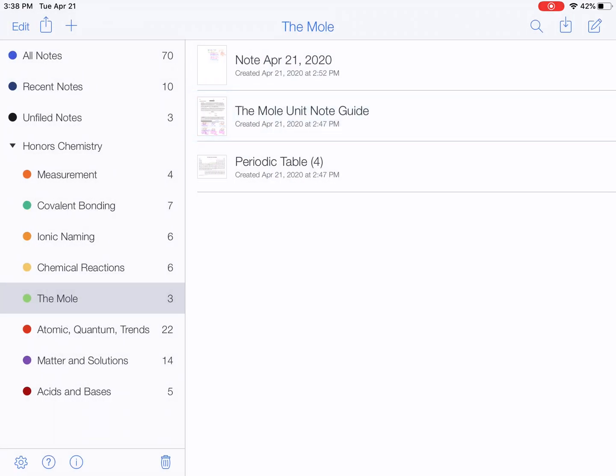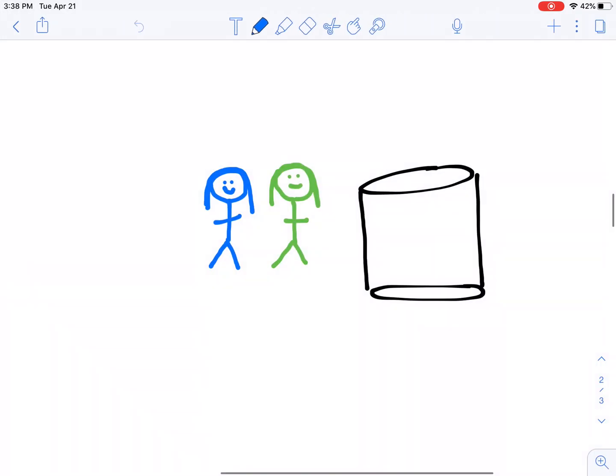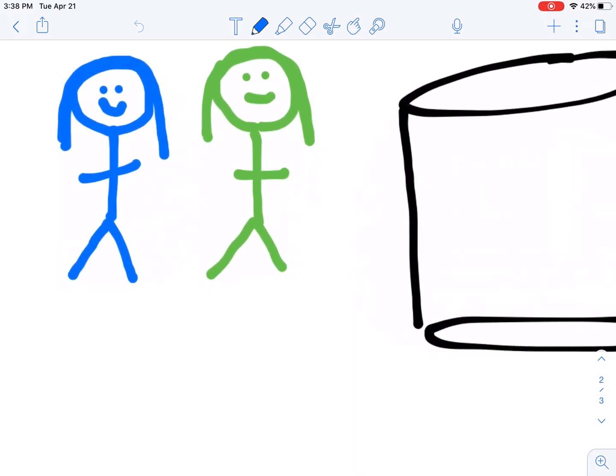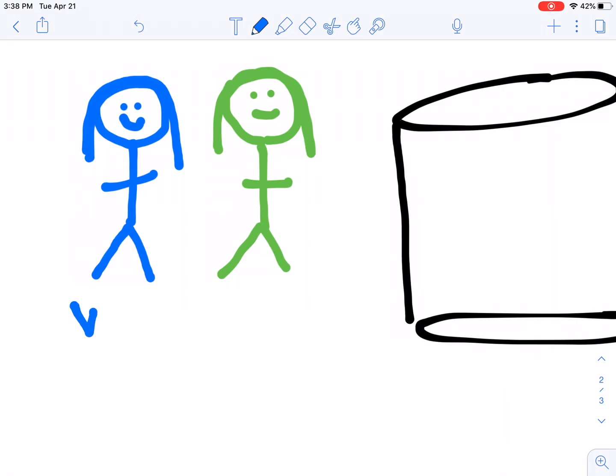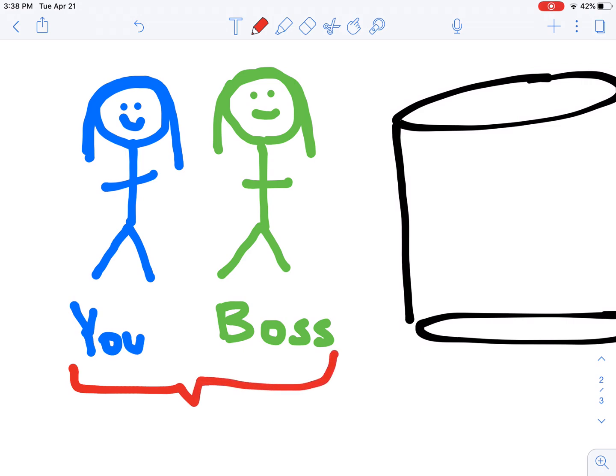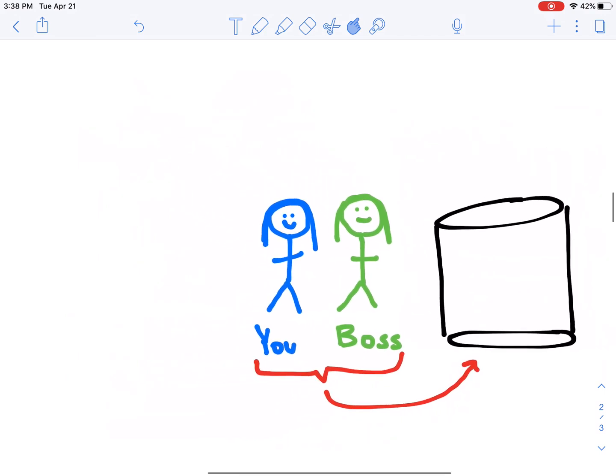So imagine that you are working one day in an industrial laboratory and your supervisor comes up to you and gives you a bottle with a white crystalline compound and asks you to figure out what it is. So here we have you. We have your boss. Neither one of you is following proper safety protocols with your hair tied back and wearing goggles and aprons, but that's okay for this example. So you two walk over to this container and the boss wants to know what is in there.